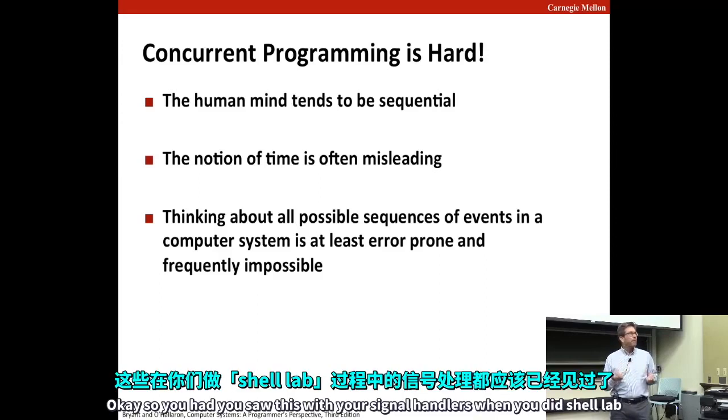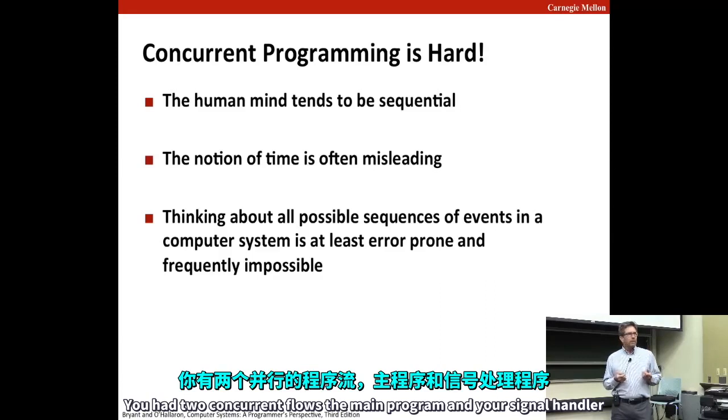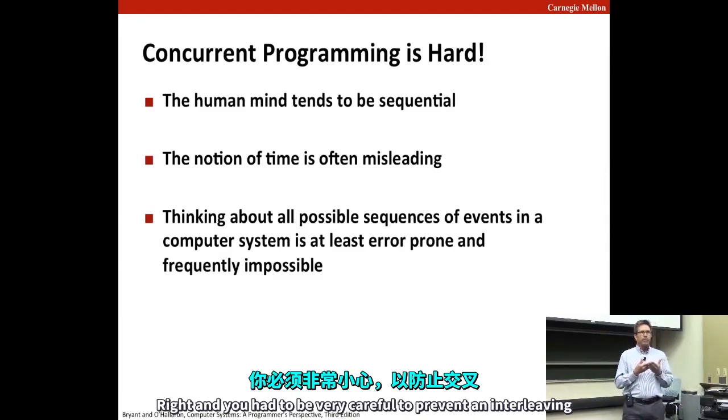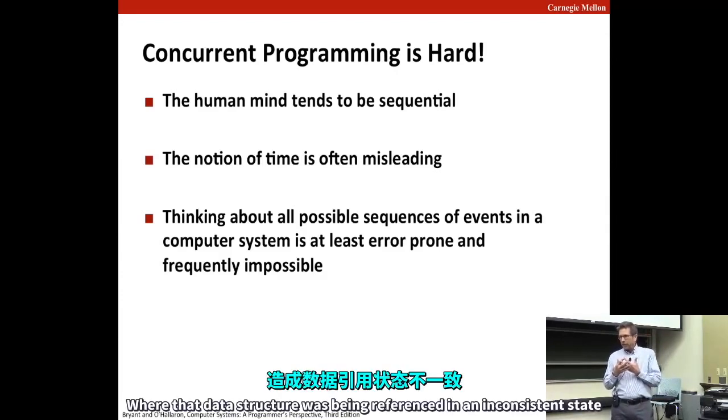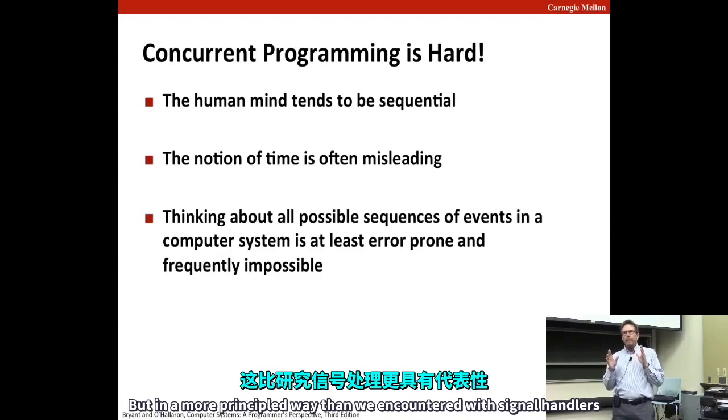You saw this with your signal handlers when you did Shell Lab. You had two concurrent flows, the main program and your signal handler, both accessing a shared resource in the form of the jobs list, right? And you had to be very careful to prevent an interleaving where that data structure was being referenced in an inconsistent state. So what we're going to do this week and into next week is look at that kind of application level concurrency, but in a more principled way than we encountered with signal handlers.